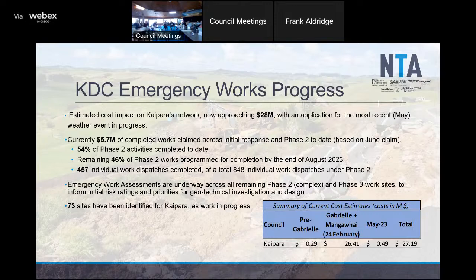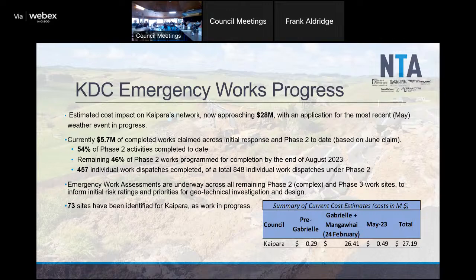We're continuing discussions with Waka Kotahi at the moment about how that plus 40% can be extended beyond phase 2 to cover the local share component of the more complex phase 3 sites, which are obviously more expensive.